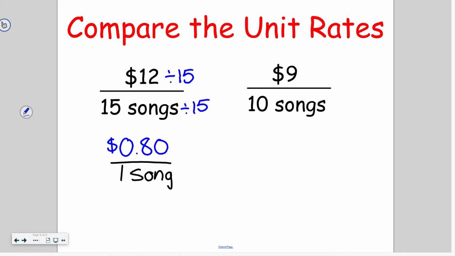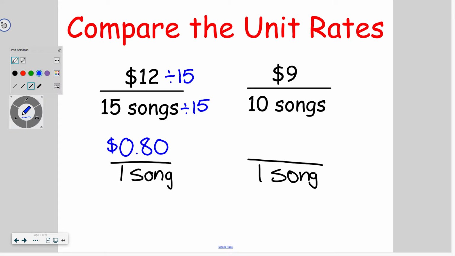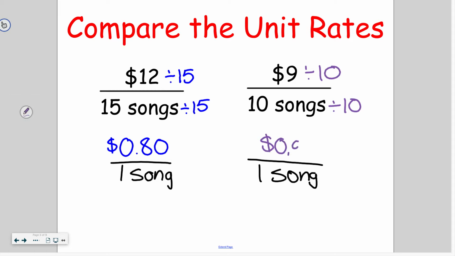Again, the units stay the same, so $0.80. You could switch it to, say, 80 cents if you would like. And then over here, again, we are looking for one song. This time, in order to solve, we are going to need to divide by 10, which means we have an answer of $0.90 or 90 cents.